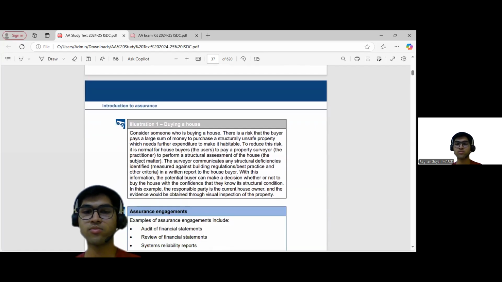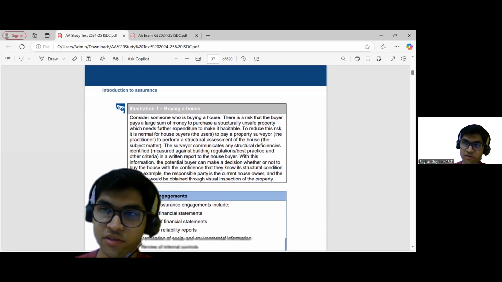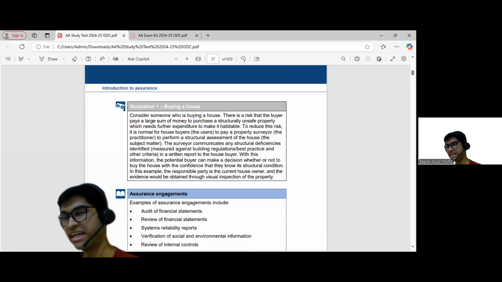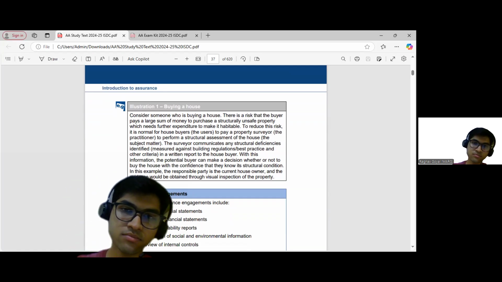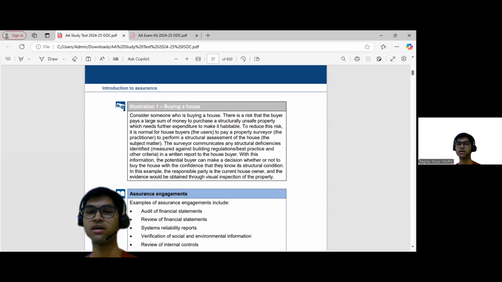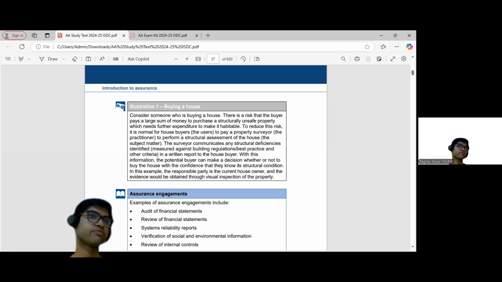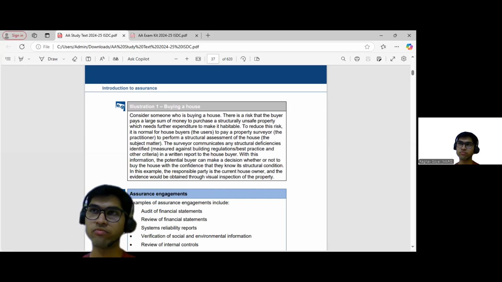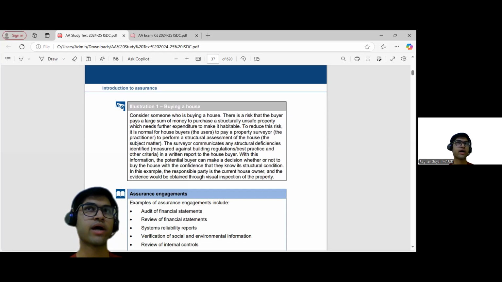Let's look at a small example which will help us understand and link more. So let's say you're buying a house and you know nothing about houses as such, but you are interested in buying an expensive house and it's a very big financial decision for you.